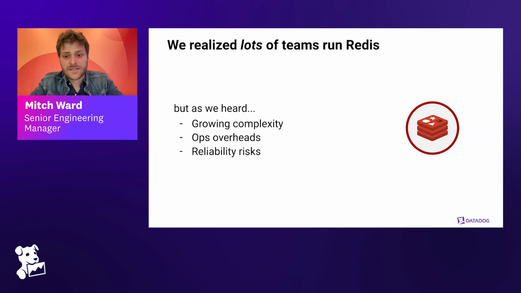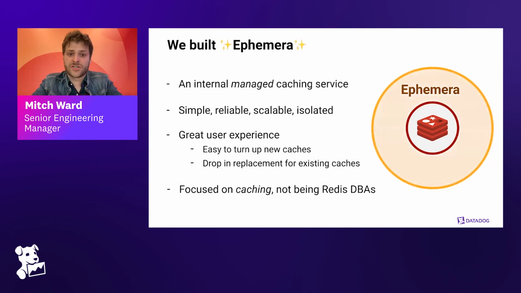So we as a team decided to build an internal managed caching service that we call Ephemera. This is what I was excited to introduce today. Ephemera aims to be simple, reliable, scalable, and isolated. Reliable in terms of us having a team behind it, an on-call rotation, SLOs; scalable being horizontally scalable and sort of auto-scaling based on load; and isolated just to avoid those noisy neighbor issues that we've been talking about.